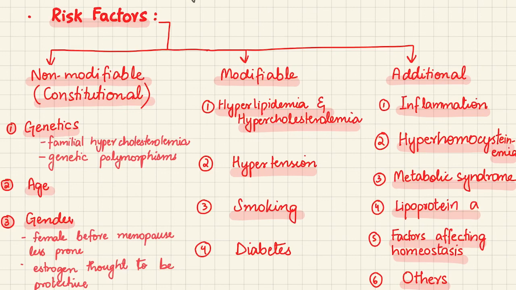Now, lipoprotein A is actually a part of LDL. If you study the structure of LDL, lipoprotein A is a part of it. So when there are raised levels of lipoprotein A, it is also linked to raised levels of LDL, and thus raised levels of cholesterol, and thus increased risk for atherosclerosis. Next, we can have factors which affect the homeostasis of the body and disrupt overall function.